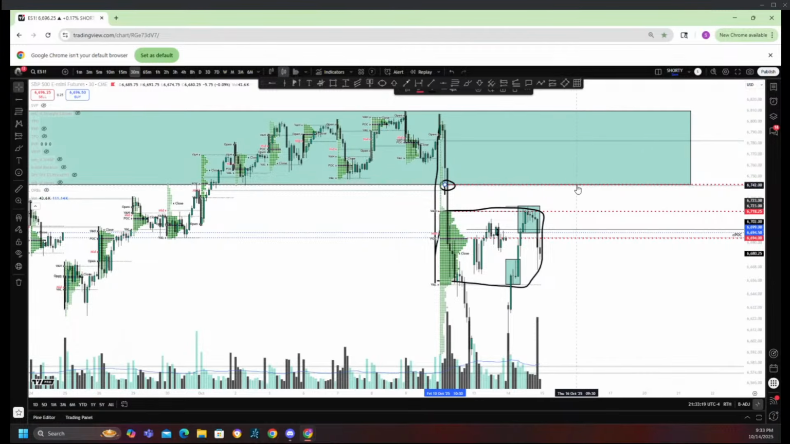So who's going to fight at this level? The sellers. It's going to be those initiative sellers that became what now? If they're really serious, what are they? Responsive. They're going to start shorting from there. They're going to be selling from there. They're going to have their orders ready to defend it.